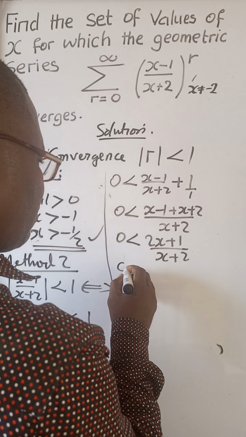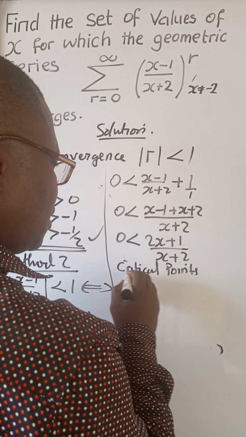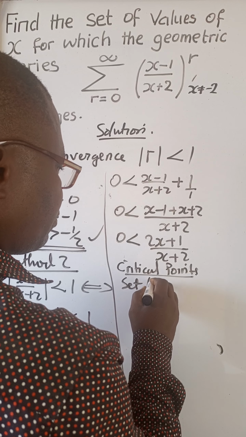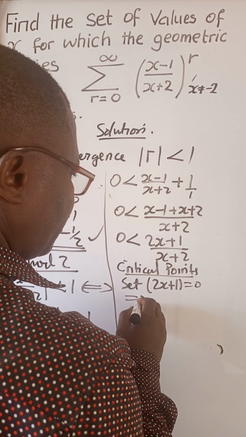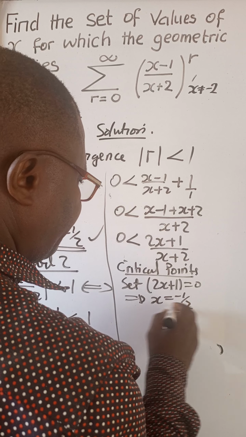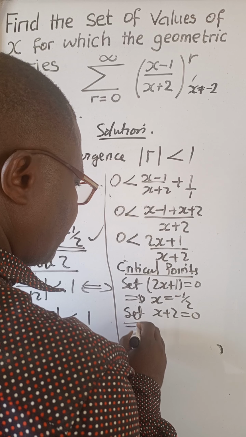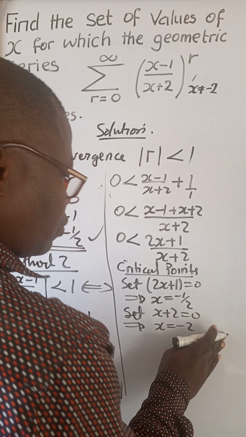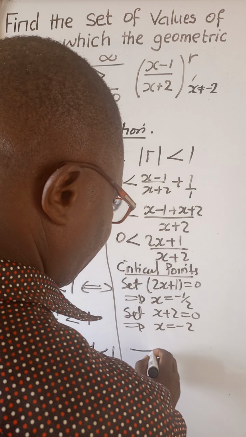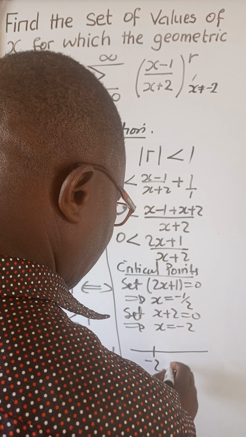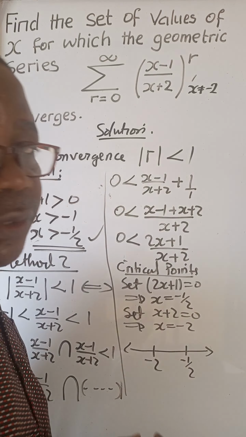At this level, we'll now look for what we call critical points. Our critical points are gotten when we set the numerator to 0 and solve. That means x is equal to negative half, and we also set the denominator to 0 and solve. That means x equals negative 2. So we have two critical points, negative half and negative 2. We place them on the right positions on the number line. Negative 2 is to the left, negative half is to the right. We have 1, 2, 3 zones to test.